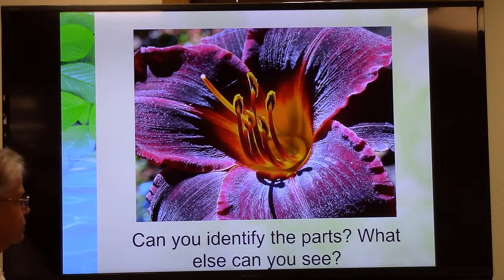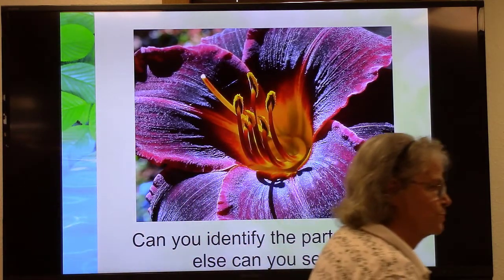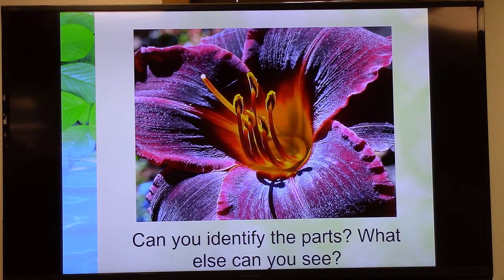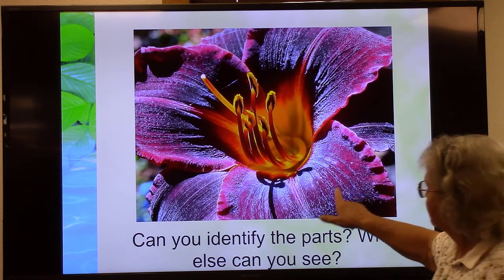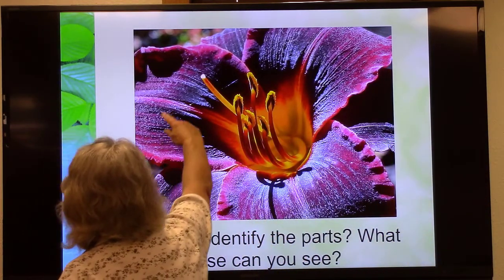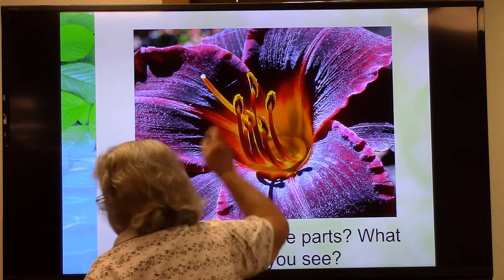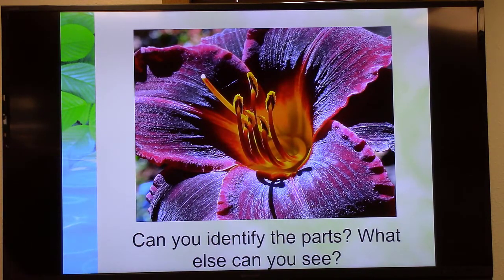Okay, here's your test question. Can you identify the parts in that daylily? All right. First of all, look at the accessory parts. How many of them are there? Can you count? 1, 2, 3, 4, 5, 6. Okay. Monocot or dicot? Monocot, because in a monocot the flower parts are in 3s or multiples of 3. Okay, so this is a monocot flower.